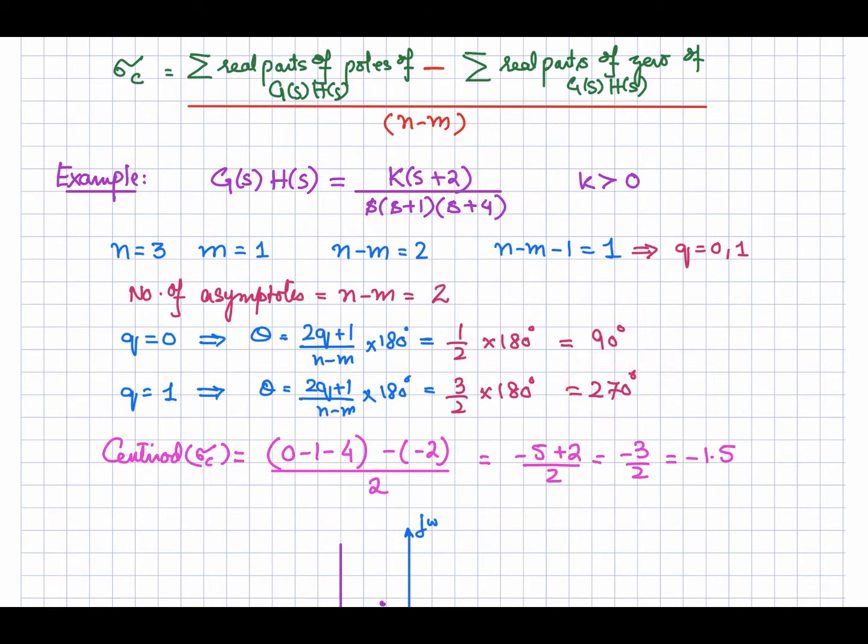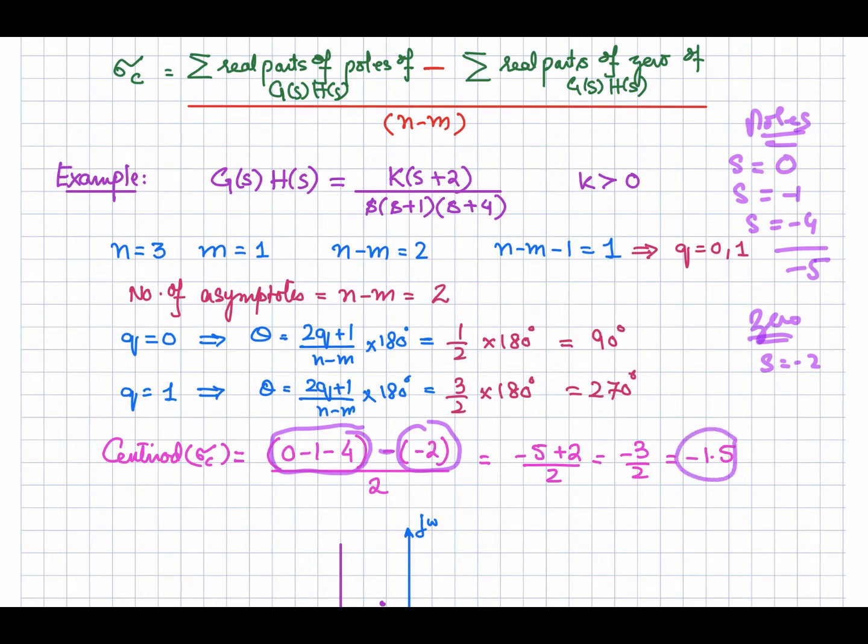And what is the centroid? The centroid is obtained by taking the real parts of the poles and the real parts of the zeros. So what are the poles? The first pole is at 0, the second pole is at minus 1, the third pole is at minus 4. All of these are real. So the sum of these will be equal to minus 5. These are the poles. And if we look at the zeros, the zero is at s equal to minus 2, so the real part is minus 2. So this is the sum of the poles, this is the zero; taking the difference of these two divided by the 2 asymptotes, this will give you minus 1.5.